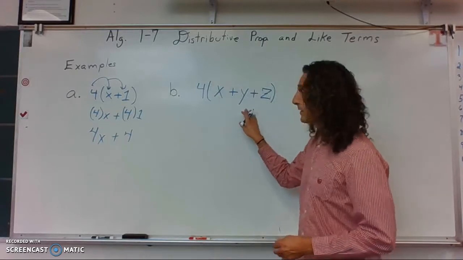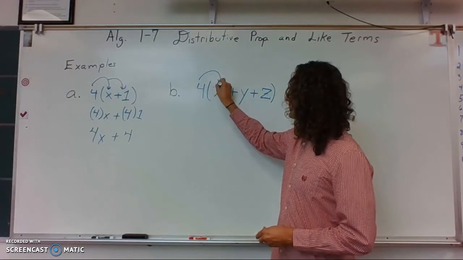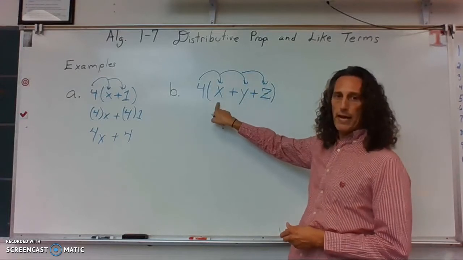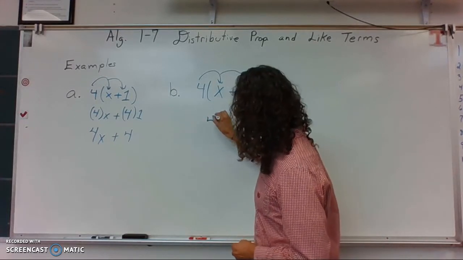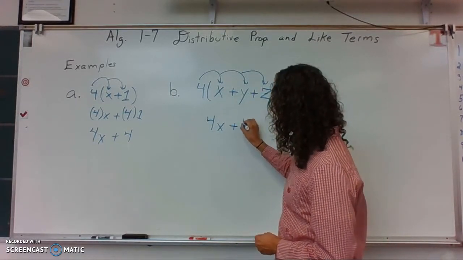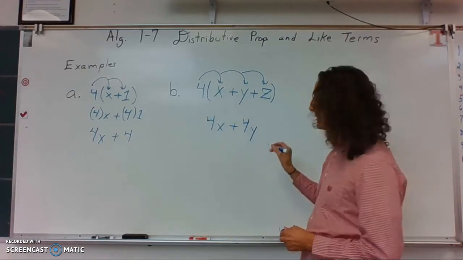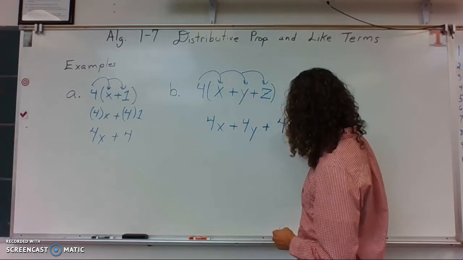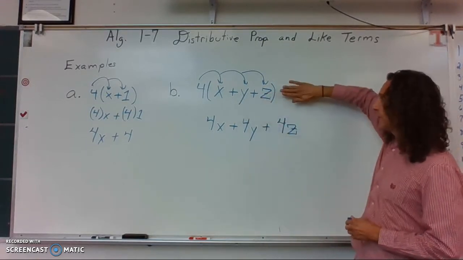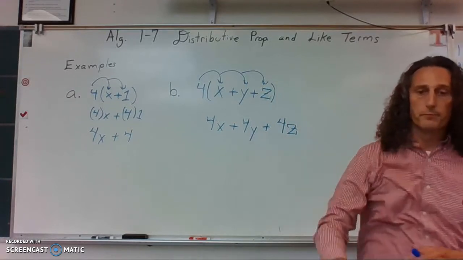So on this one, I'll do one little shortcut. I will skip this part. I'll just do the double, or in this case, the triple rainbow. And I'm going to take that 4 and I'm going to pass it out to the x and get 4x. Take the 4, pass it out to that positive y, put 4y. And then take the 4 and pass it out to the letter z and get 4z. And again, as many terms as I have inside the parentheses is what your answer should be.